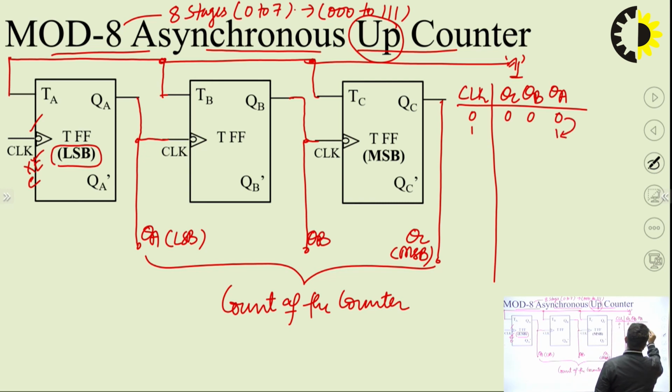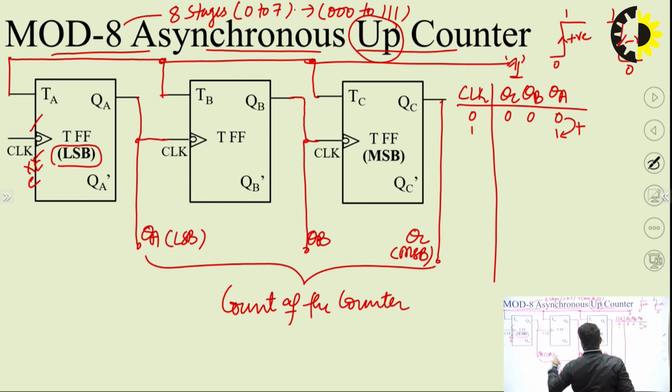This 0 to 1 is a positive transition. That means the transition from 0 to 1 is referred to as positive edge. Similarly, this 1 to 0 transition is referred to as negative transition. All my flip-flops are waiting for negative transitions. Wherever they get a negative transition on their clock pulses, they will toggle the output. So this positive transition is not the required transition, so B will remain in its original state. Similarly, C will remain in its original state.